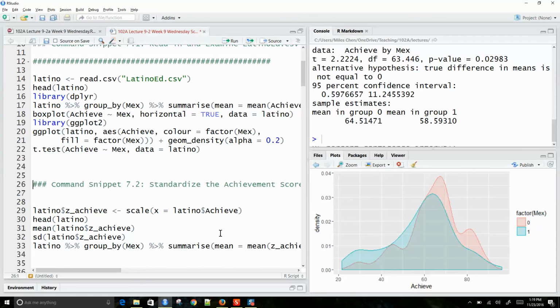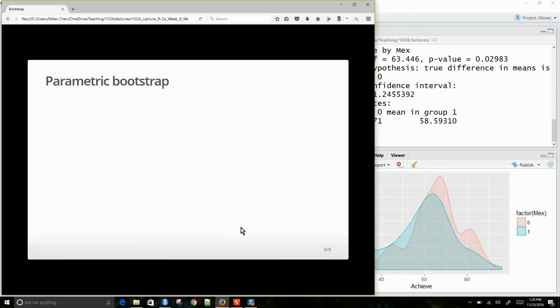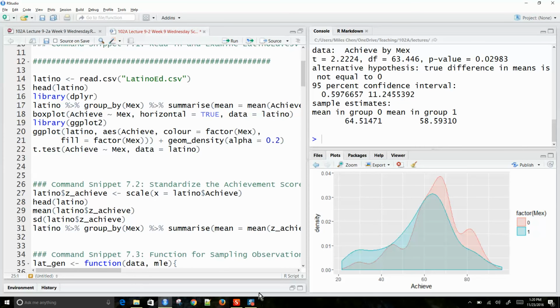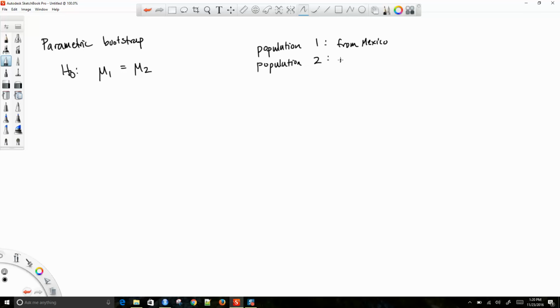One thing we can do is what we call a parametric bootstrap. And so with parametric bootstrap, we're still testing the hypothesis that population one, mu one, is equal to mu two, right? So we can just say population one would be immigrants from Mexico, and population two will be not from Mexico.